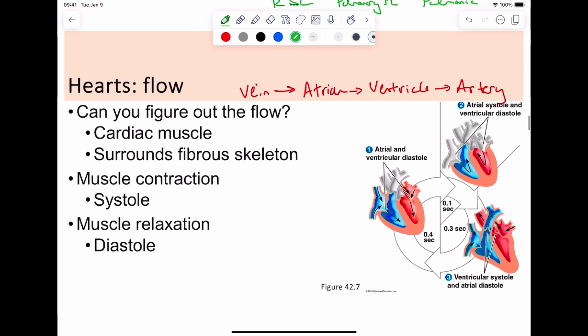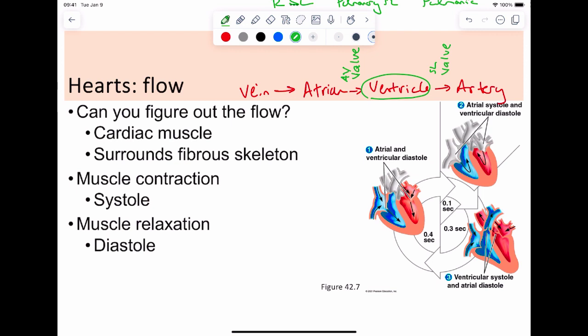So we never named a valve between a vein and an atrium. But we did name a valve between the atrium and the ventricle. Those are the AV valves. So here we'll have an AV valve. Between the ventricle and the artery, we also named valves. Those are your semilunar valves. Notice how they both are associated with the ventricle. Turns out to be a mildly important observation. They're both associated with the ventricle.